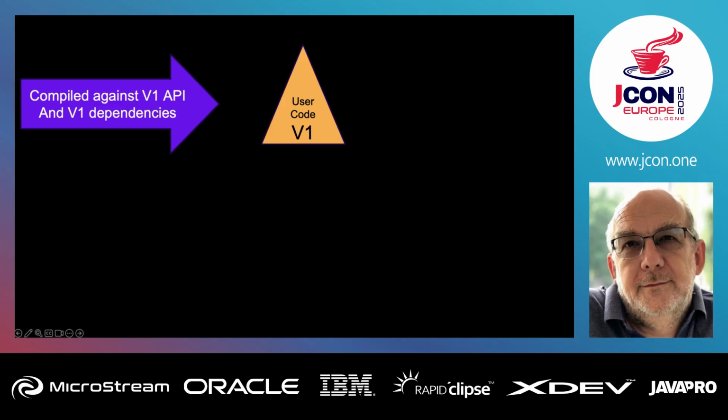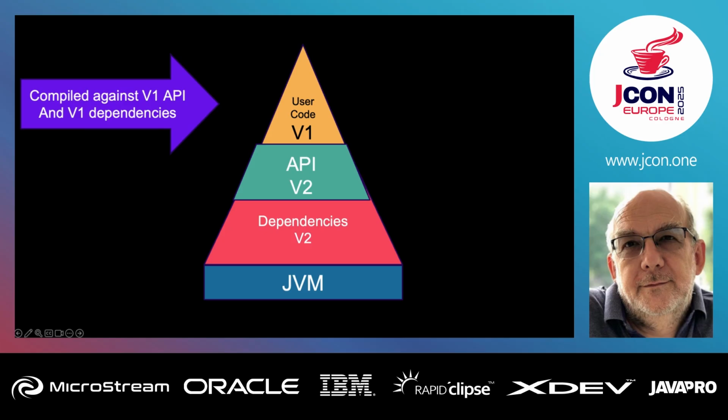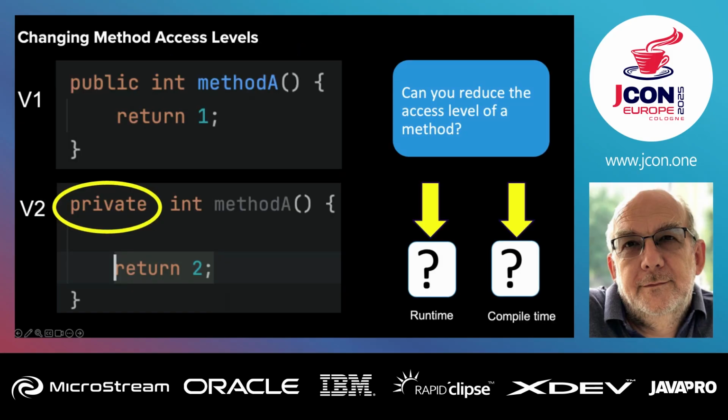Okay, but what happens if I switch the base to a new version of my API? The user code hasn't changed, but at runtime, I've changed everything. I've moved to a new version. So if I have two versions, the top line, public int method A returns 1, that's version 1, and now I've replaced it in my second version by making that method private. So the question is, if I do that, does it break at runtime? Does it break at compile time?